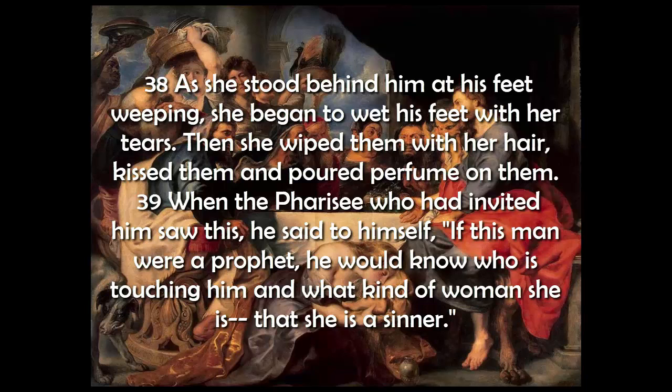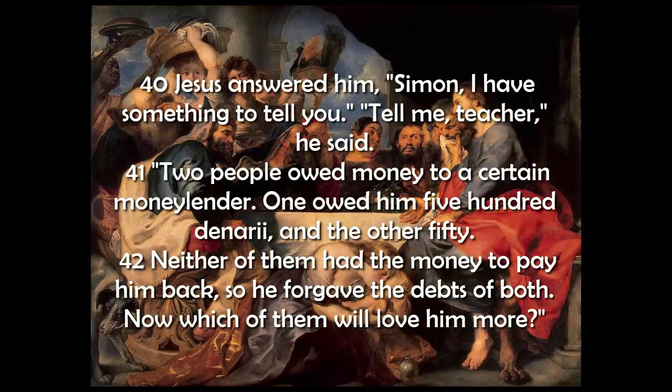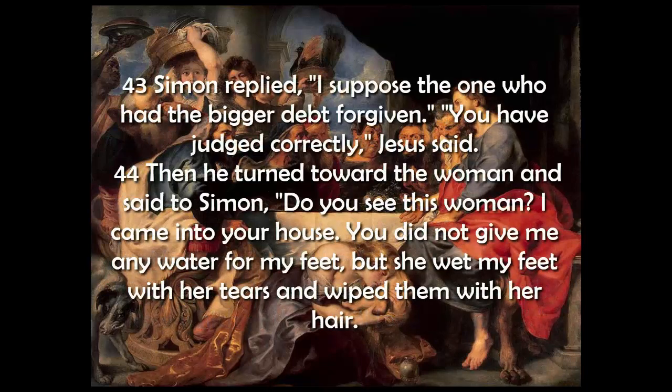When the Pharisee who had invited him saw this, he said to himself, "If this man were a prophet, he would know who is touching him and what kind of woman she is, that she is a sinner." Jesus answered him, "Simon, I have something to tell you." "Tell me, teacher," he said. "Two people owed money to a certain moneylender. One owed him 500 denarii and the other 50. As neither of them had the money to pay him back, he forgave the debts of both. Now which of them will love him more?" Simon replied, "I suppose the one who had the bigger debt forgiven." "You have judged correctly," Jesus said.